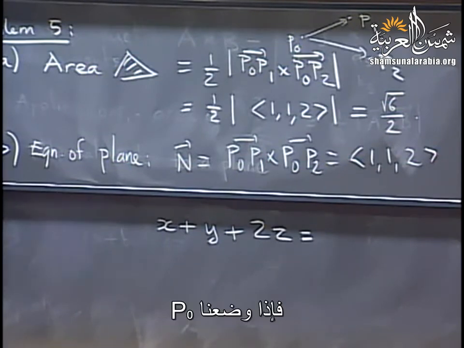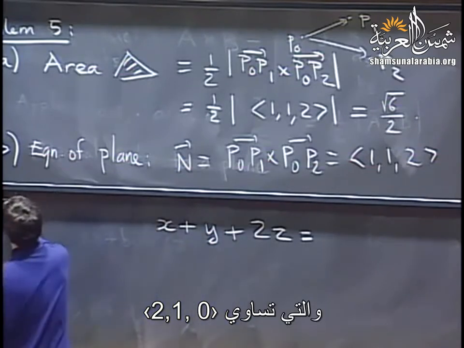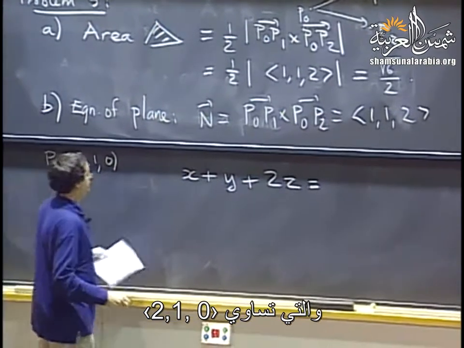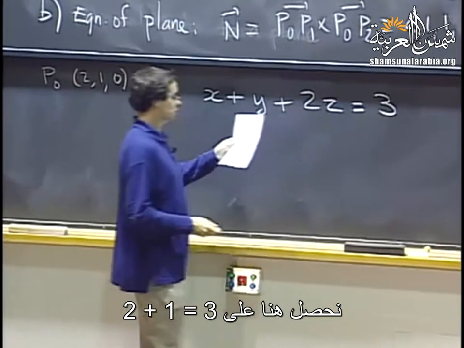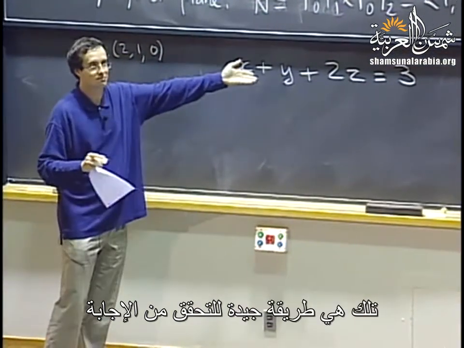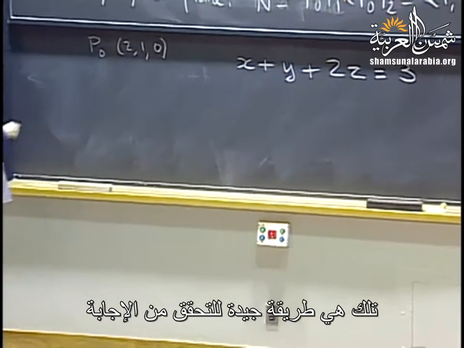So if we plug in P0, which is 2, 1, 0, then 2 plus 1 is 3. And if you want to double check your answer, you can take P1 and P2 and check that you also get 3. It's a good way to check your answer.